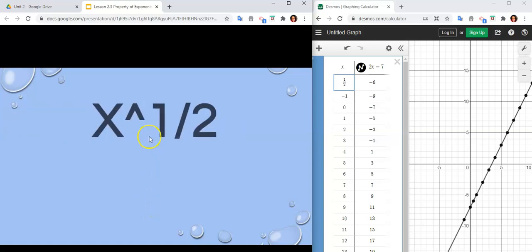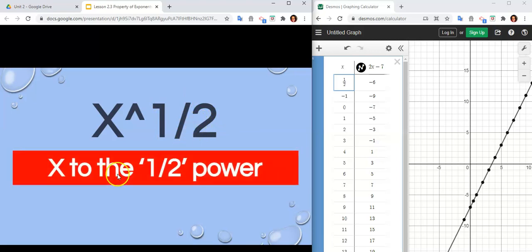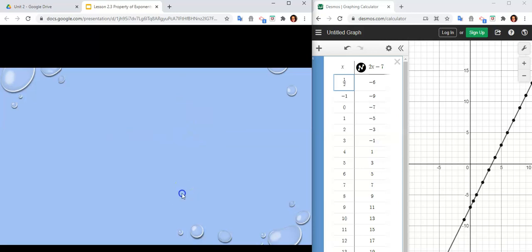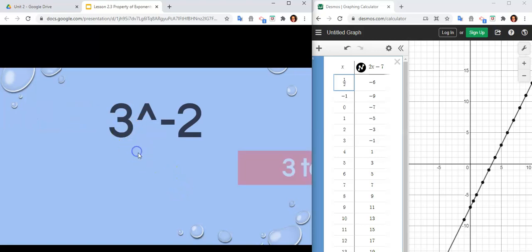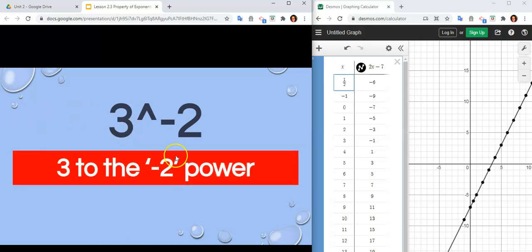All right, so I have this. What is my exponent? 1/2. 1/2 can be an exponent, and it is perfectly okay. So this is x to the 1/2 power. The exponent here is a fraction, and we'll be working with that a whole lot. And lastly, we have 3 to the -2 power. That negative can be a power, and we're going to be working with that a little bit more as well.